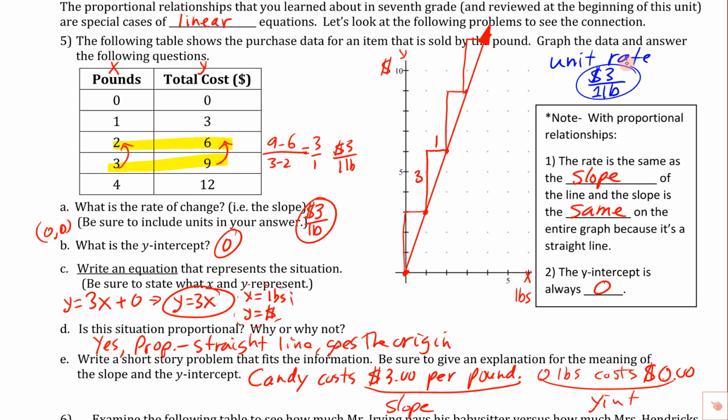And you may remember this from 7th grade. You can identify the unit rate on a proportional graph by identifying this point right here. If you go over to 1 on the x-axis, wherever you are on the y-axis, that is the unit rate. Notice that we're at $3 right there. That is the unit rate. So it's $3 per pound here.